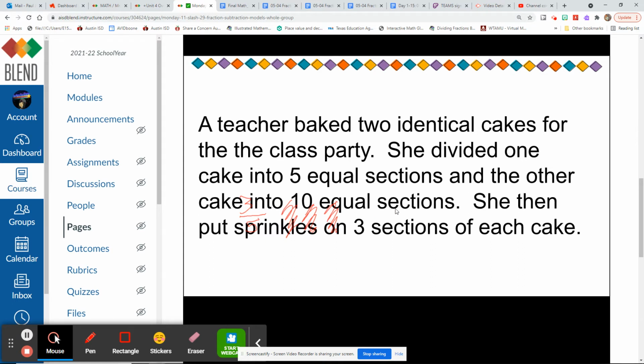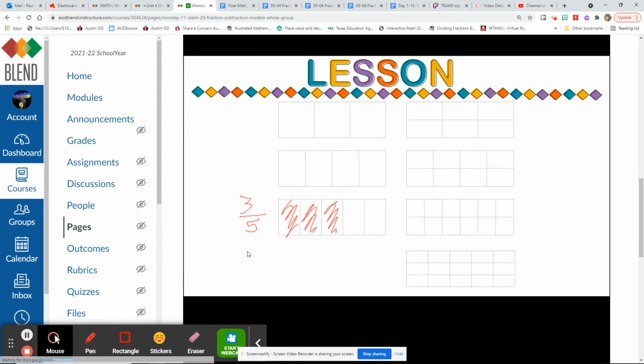Sorry if it's going to write over here. She then put, and then the other cake is into 10 equal sections, and she still only put 3 sections of sprinkles on. So let's look for the one with 10. Oh, they didn't have one with 10. Okay, well, can we draw one with 10? I guess we can. That's weird.